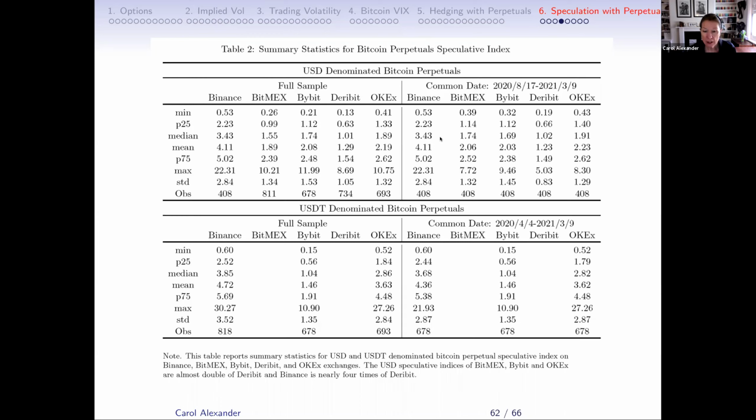Okay, so it's similar across these exchanges, more on the USD than the Tether on Bybit, but that's because there's much more volume on USD on Bybit than there is on Tether. And the Tether one on OKEX has more speculation than Bybit.